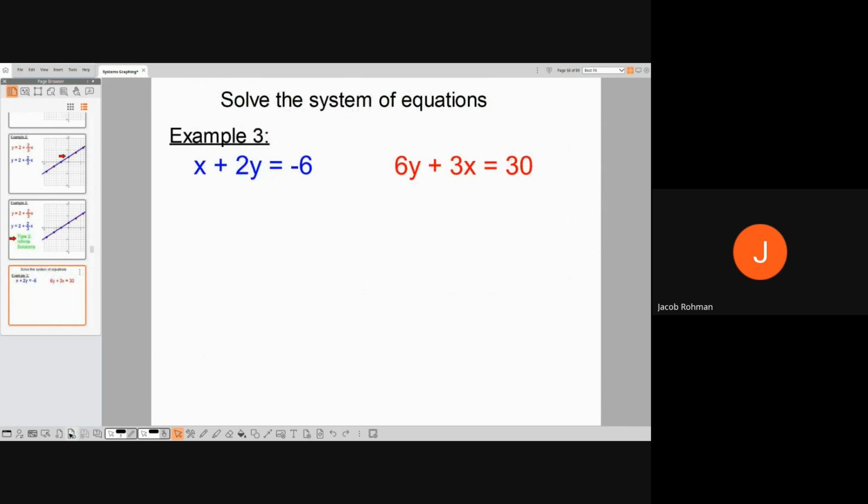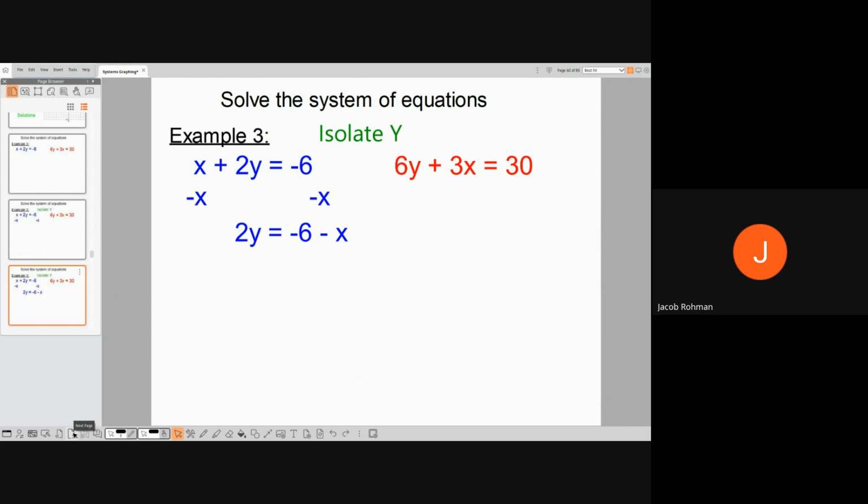And then let's look at example 3. Again, we're solving the system of equations, and we want to start this by isolating the y to get it into slope-intercept form. So we're going to start that by subtracting x on both sides, and then we're going to have dividing by 2 on both sides. So that's this step. And then you're going to say y equals -3 minus 1/2 x.